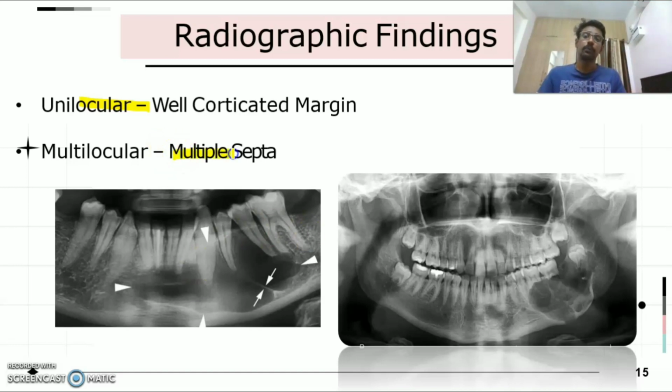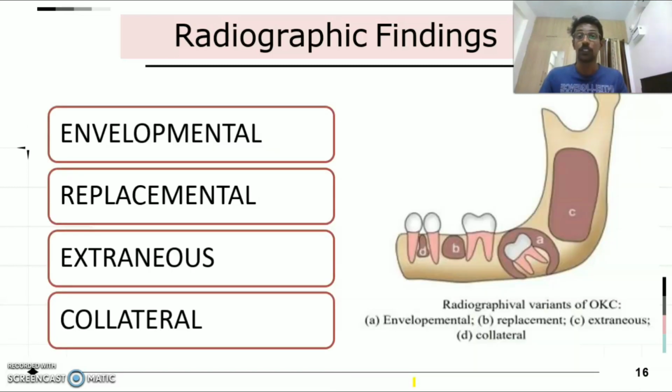Usually, it will have multiple septa with well-defined margins. It might be similar to ameloblastoma, and because of this, it might be differentially diagnosed as a dentigerous cyst. Maybe the unilocular appearance in the posterior mandible will give the appearance of a dentigerous cyst, or a multilocular appearance in the posterior mandible can be given as ameloblastoma, or maybe odontogenic myxoma can be given as the differential diagnosis.